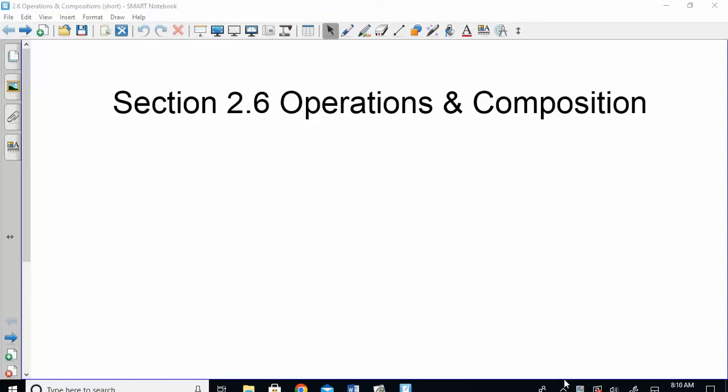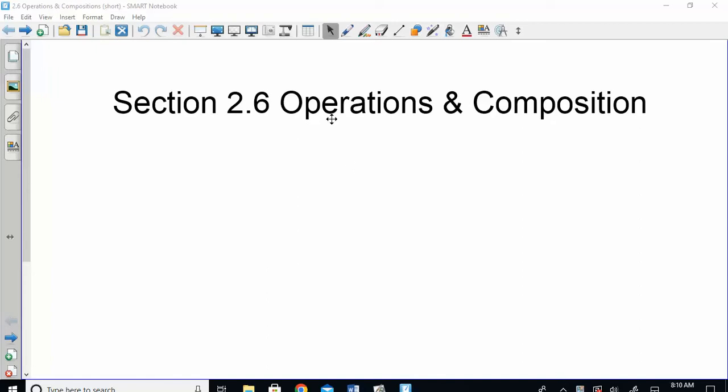Function operations. So we'll be looking at adding, subtracting, multiplying, dividing, composing. We'll talk about domains. We'll look at different ways functions are represented. So there is a lot of information in this section. We are just starting it today. It will take us a few days, so we're not going to get through this whole notes packet today.